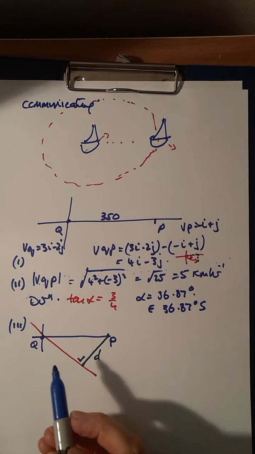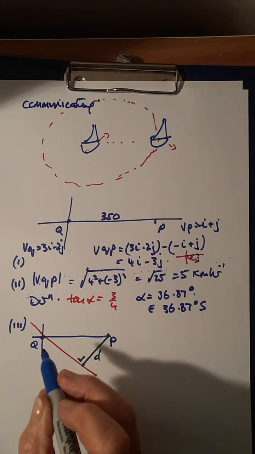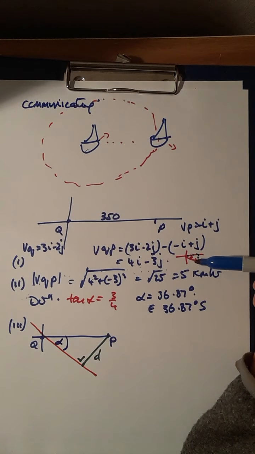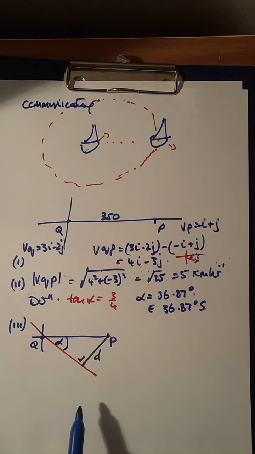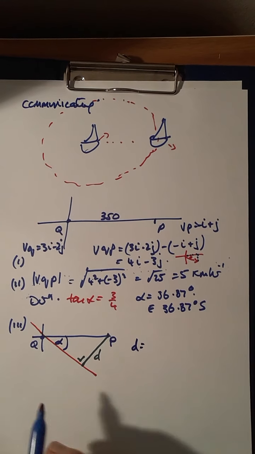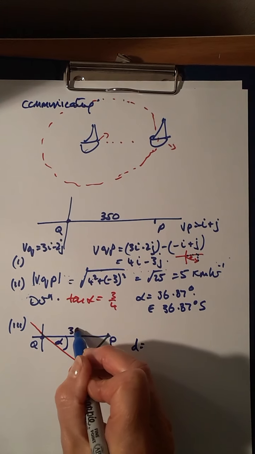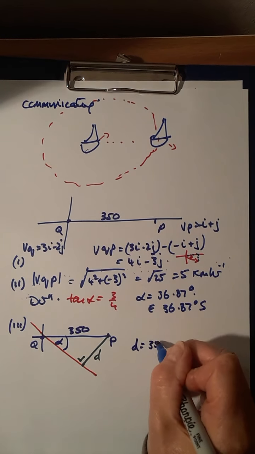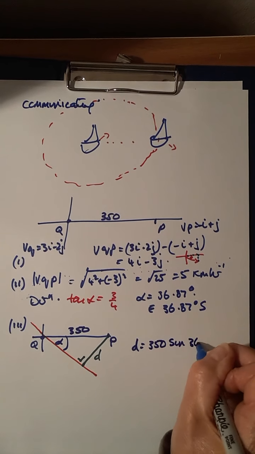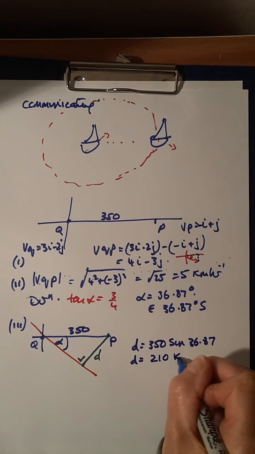Okay, so I have the angle here. This is the angle that the relative velocity line makes with the positive sense of the i-axis. I'm going to call that alpha, which of course is this angle up here. So I know what alpha is: it's 36.87 degrees. To find D, remember the sine of alpha would be D over this distance here, which is 350. That's the one I know, that's my hypotenuse. So the closest distance is going to be 350 times the sine of 36.87, and when I work that out, I get 210 kilometres.